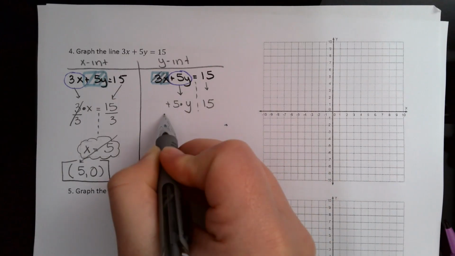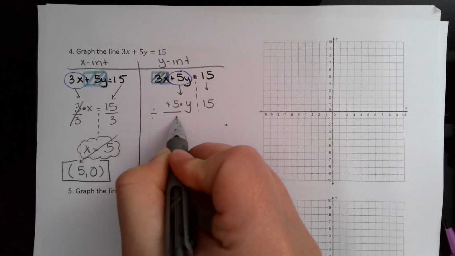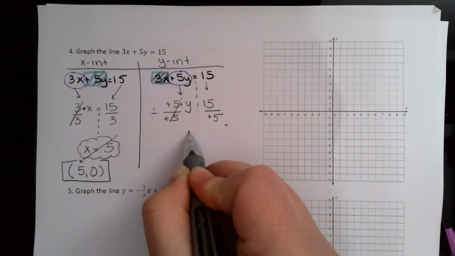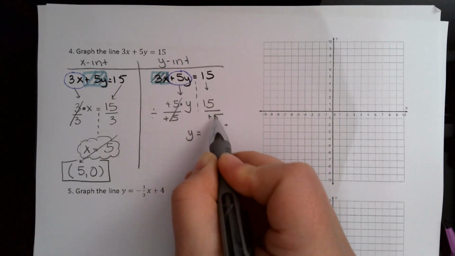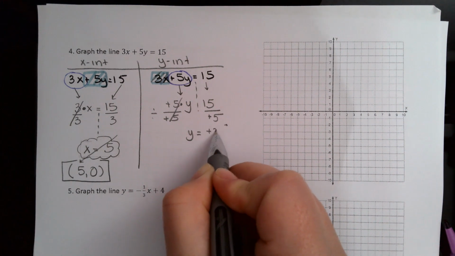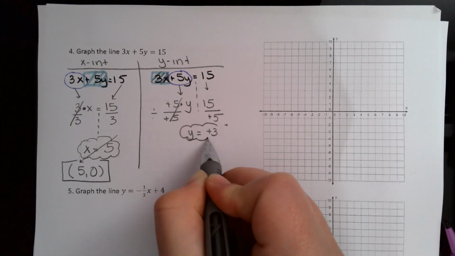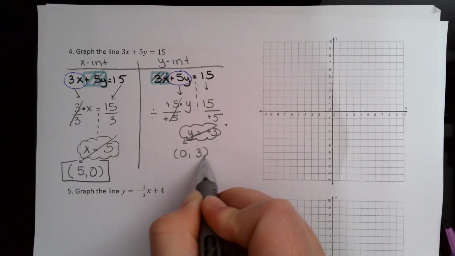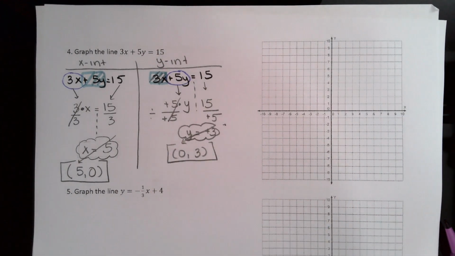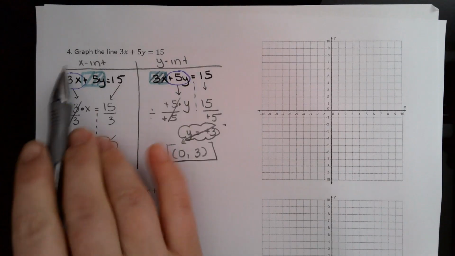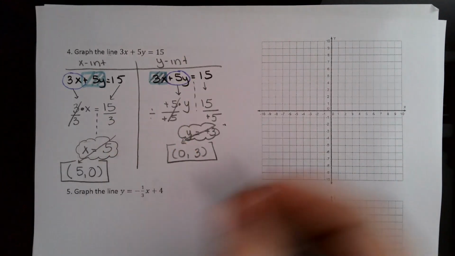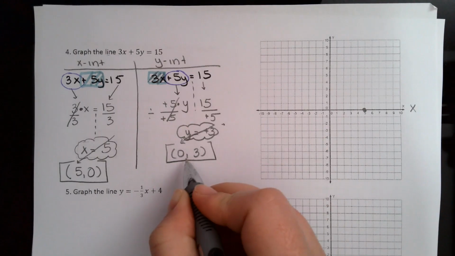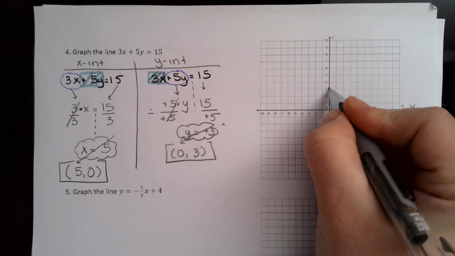Always take the symbol. And when you're dividing by a positive 5, we're going to take that plus as well, which means y is equal to a same or different, same, positive 3, thinking bubble, and we get (0, 3). Again, what is the purpose of what we're doing? Well, our purpose is to graph the line. So we're going to find on the x-axis a 5. We're going to find on the y-axis a 3.